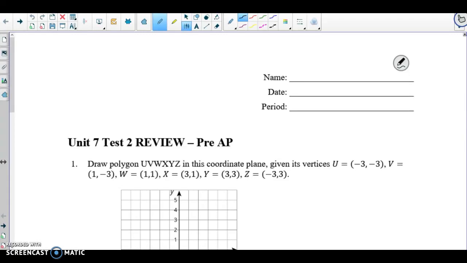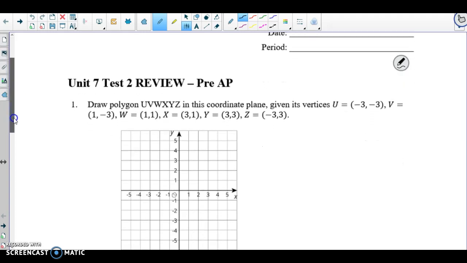Here we are ready for the Unit 7 test review. We have drawing a polygon UVWXYZ in the coordinate plane, given the vertices U being -3, -3, V 1, -3, W is 1, 1, X is 3, 1, Y is 3, 3, and Z is -3, 3.